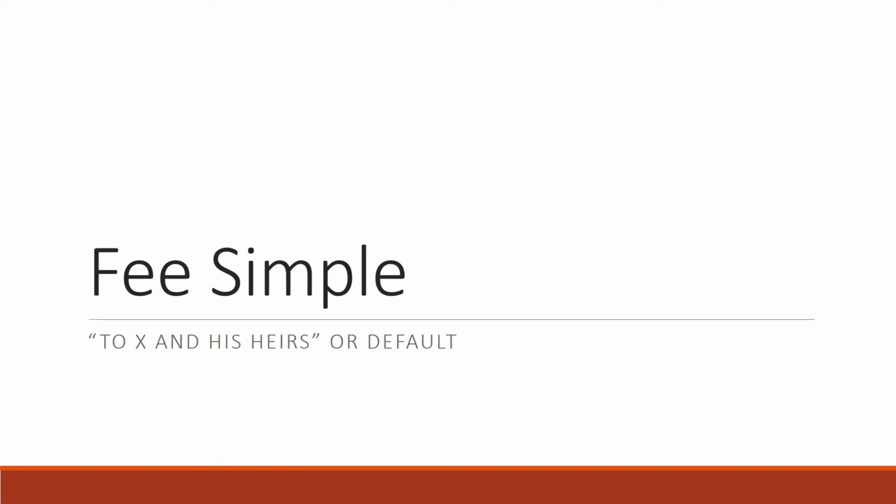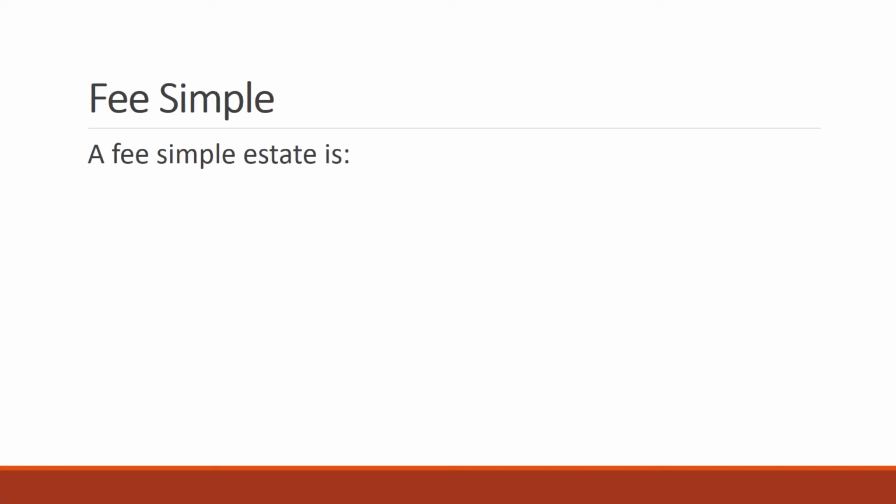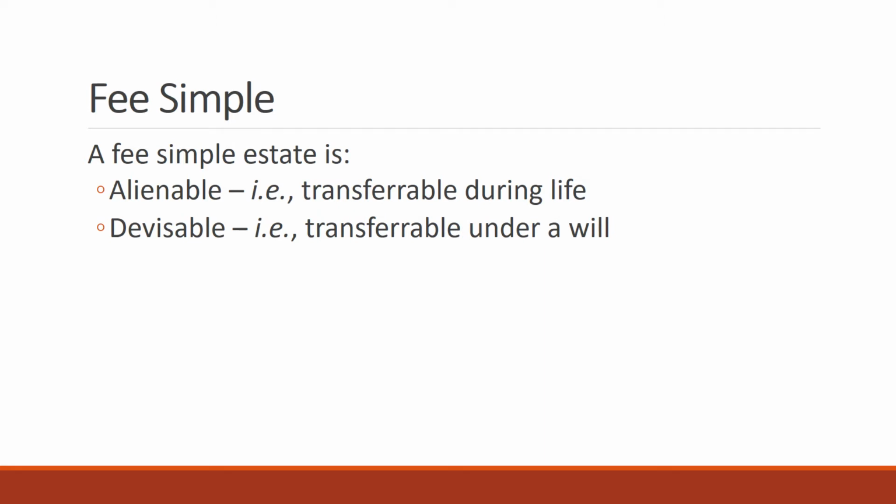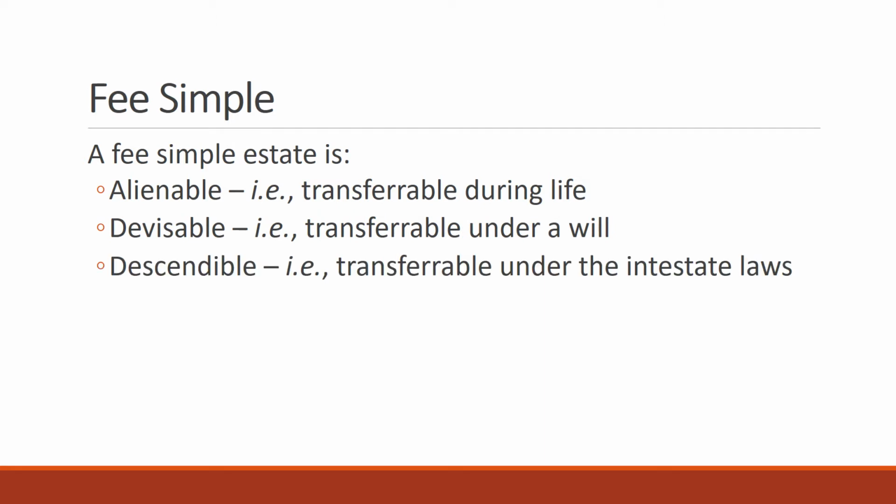But a fee simple is also the default. So if there are no indications of any limitations or any other words that would trigger one of the other classifications that we're going to talk about, then the default rule is that the conveyance is in fee simple. So, to summarize, a fee simple estate is alienable, meaning that it can be transferred during life, or an inter vivos transfer. It is divisible. It can be transferred using a will. And it is descendable. It can be transferred under intestate laws.